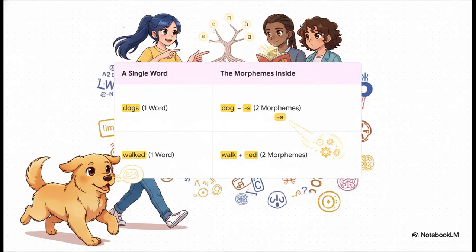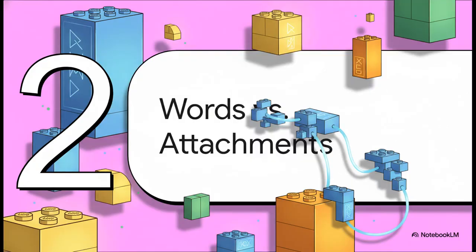Okay, check this out, because this is where it gets really cool. So you see the word dogs, one word, right? But it's actually got two morphemes inside. You've got dog, the animal, and then that little S on the end, which carries the entire meaning of more than one. Same goes for walked. You've got the action, walk, and then that little ed piece that tells you it happened in the past. Two morphemes, one word.